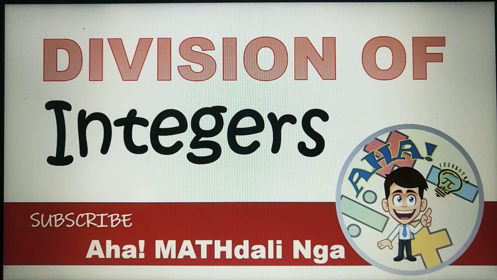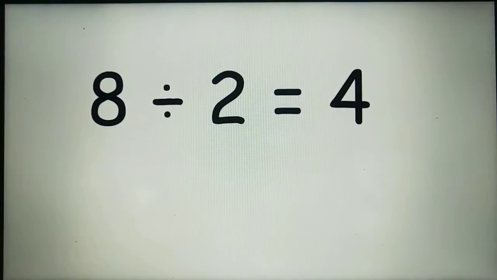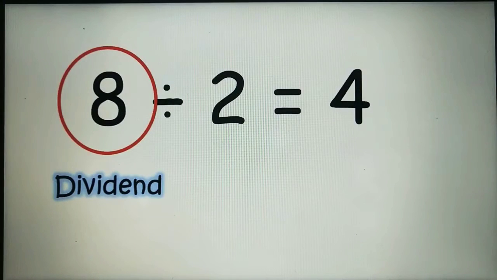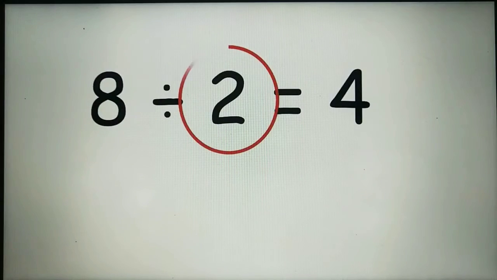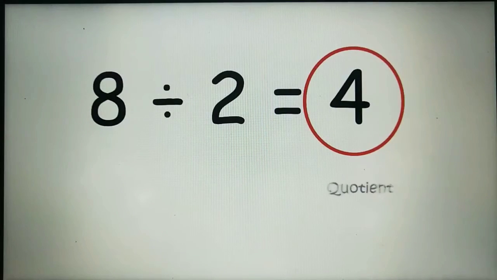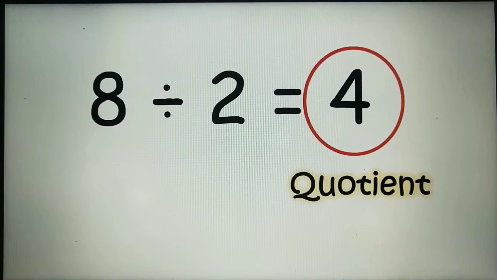Today, I will teach you how to divide integers. Let's recall the parts in the division sentence. Example, we have 8 divided by 2 is equal to 4. 8 is the dividend, the number being divided. 2 is the divisor, the number being divided into something. And 4 is the quotient, which is the answer when we divide.